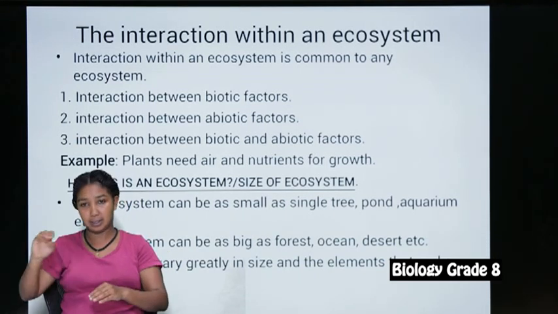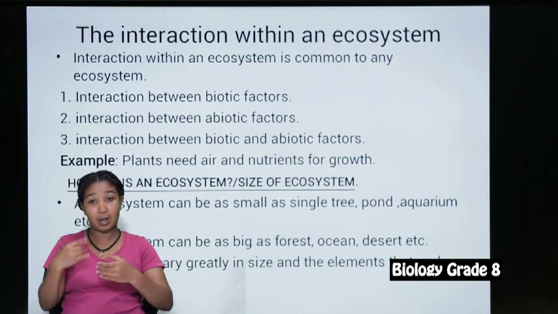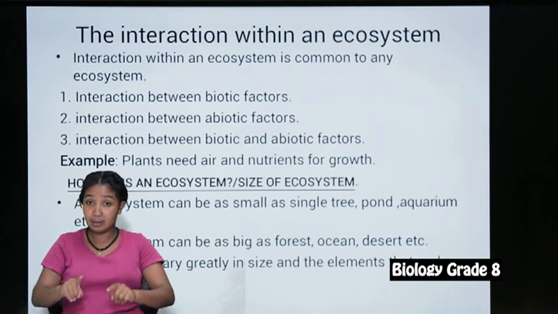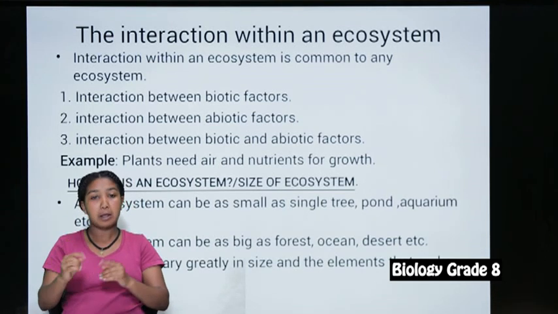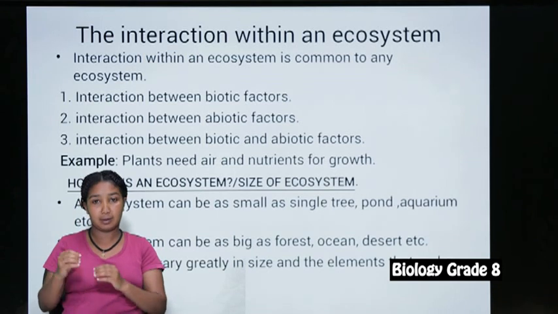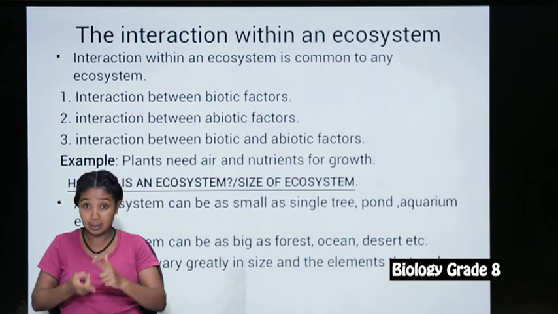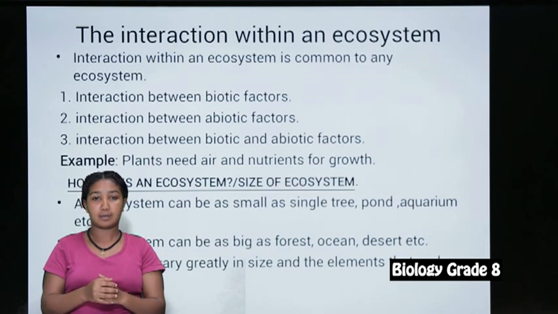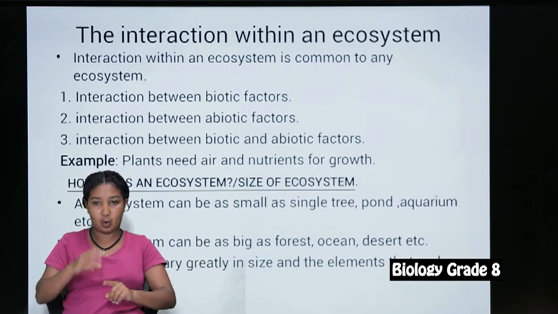Based on this explanation, we can conclude that ecosystems vary greatly in size and in the elements that make up them. So ecosystems differ by the life they contain and the elements available within the ecosystem. So this makes ecosystems vary.